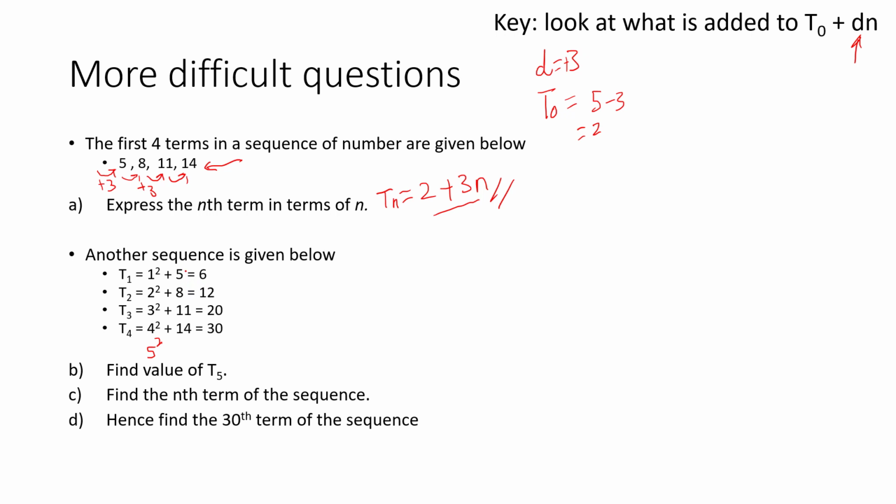So you can see that 5 to 8 is plus 3, everything is plus 3. So 14 plus 3 is equal to 17. So term 5 will be equal to 5 squared plus 17. And I will get 25 plus 17. And my answer will be 42.